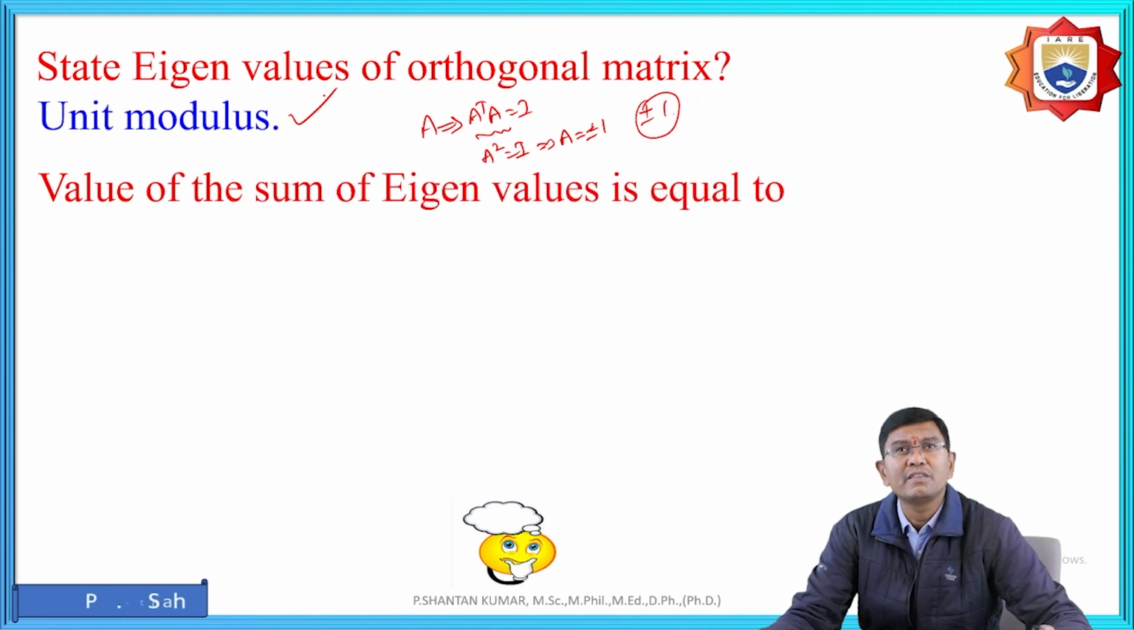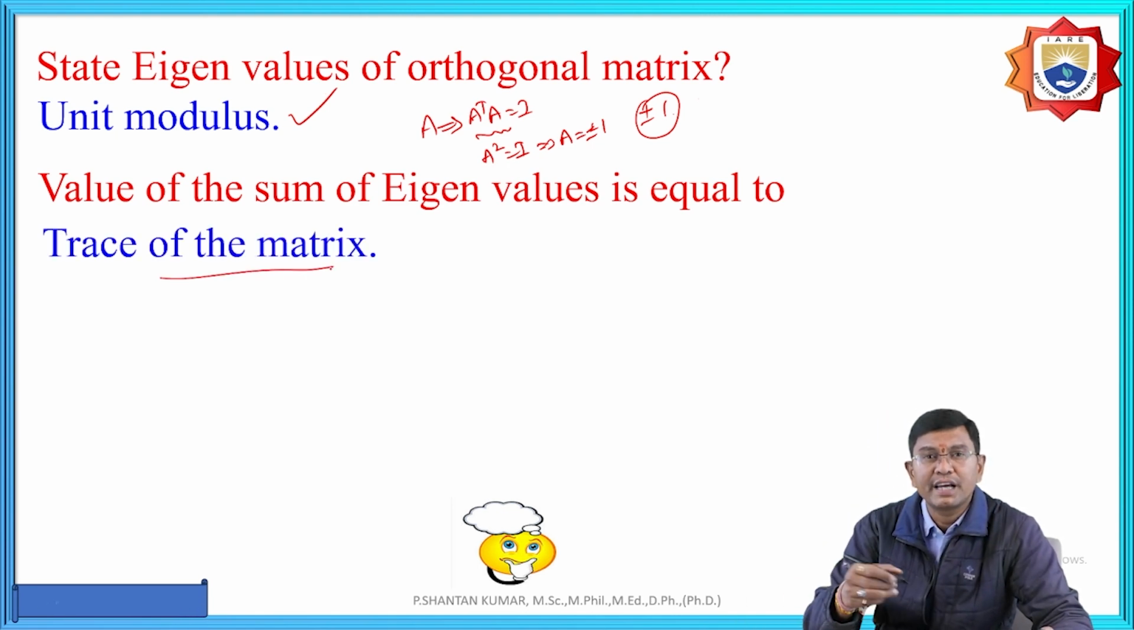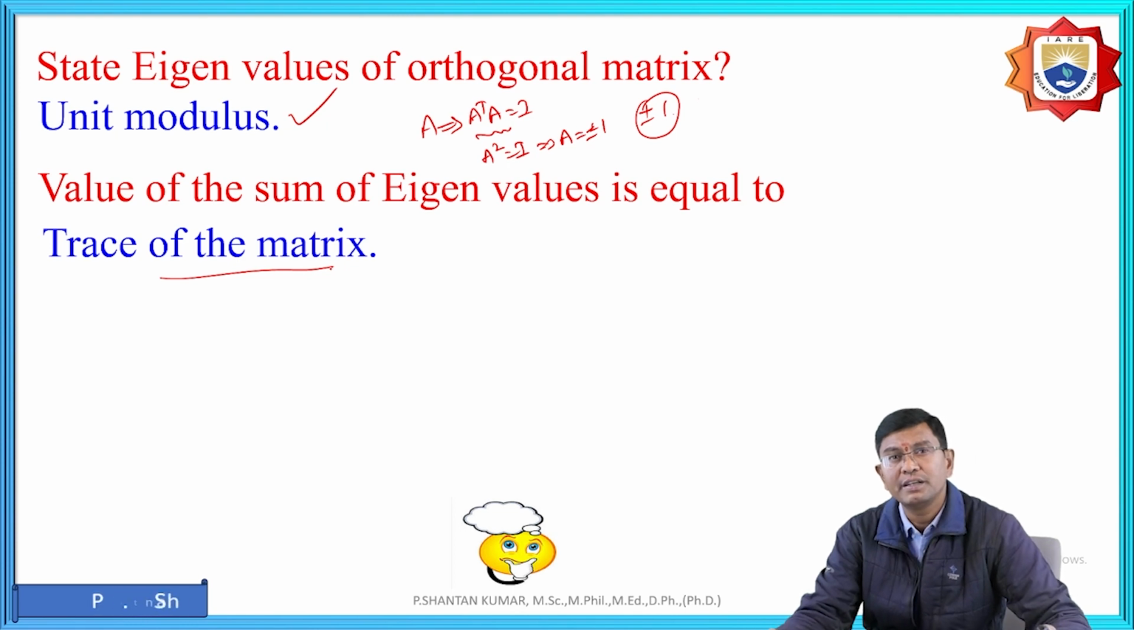The sum of the eigenvalues: whenever we find the eigenvalues of a given matrix with the help of the characteristic equation, the major property is that the sum of the eigenvalues is equal to the trace of the matrix. While calculating for 2 by 2 or 3 by 3 matrices, we need to get that clearly: the sum of the eigenvalues is equal to the trace of the matrix.